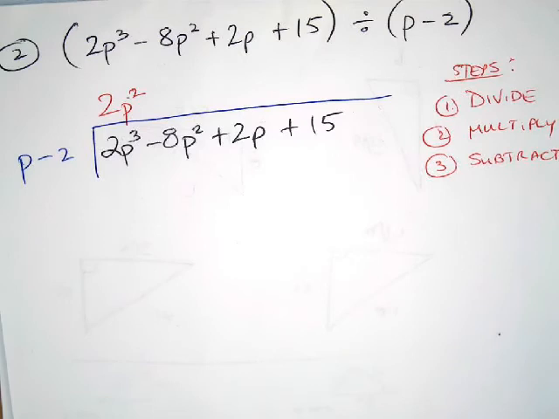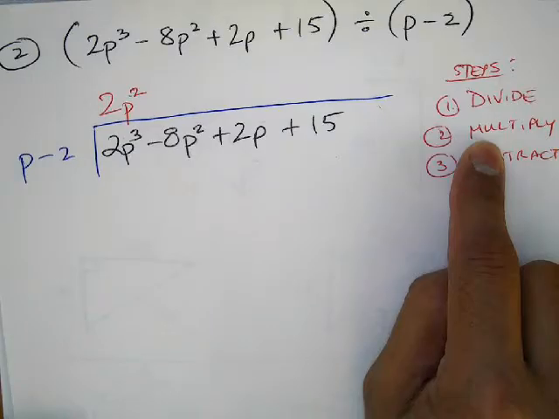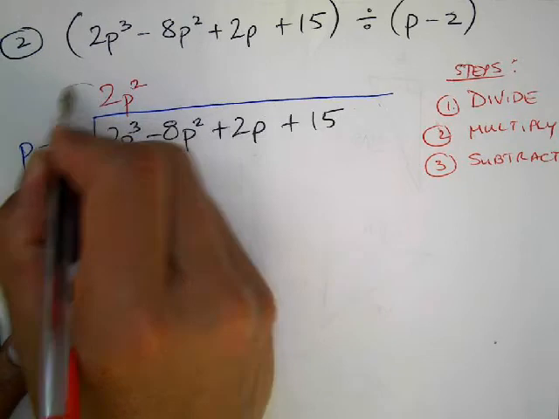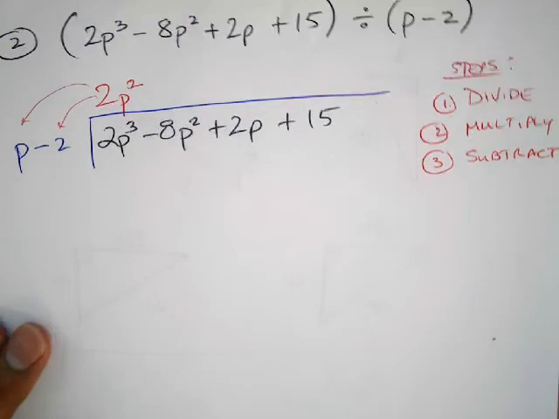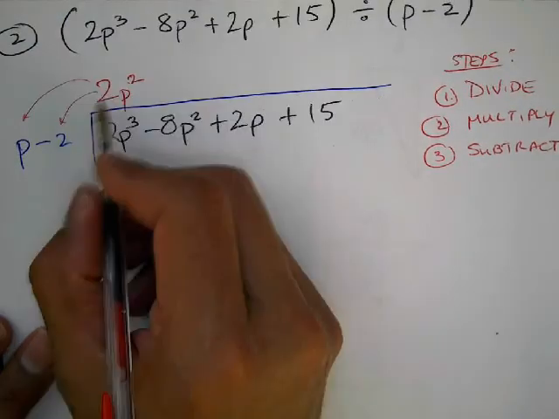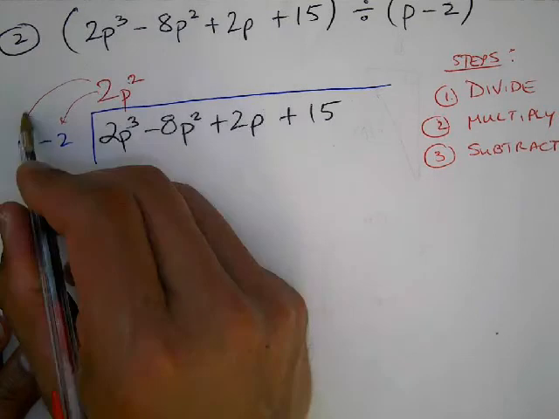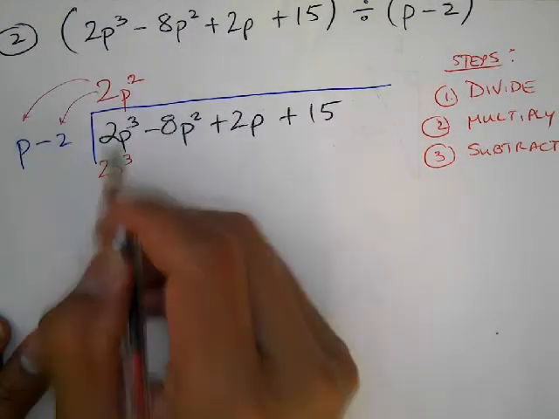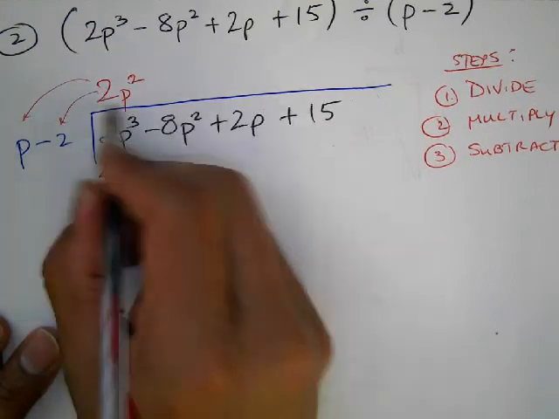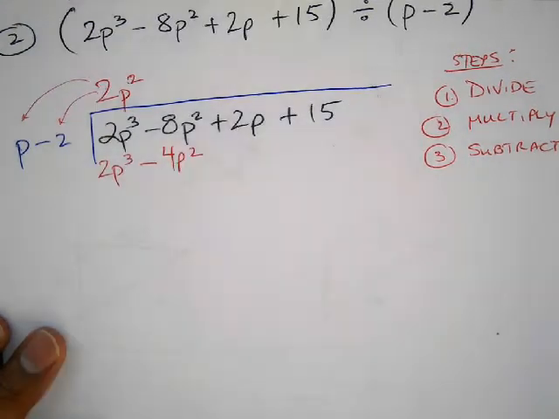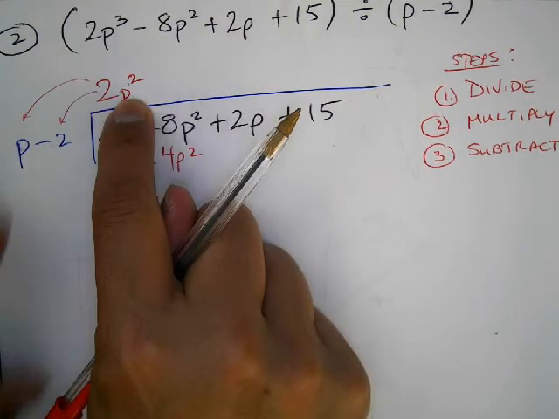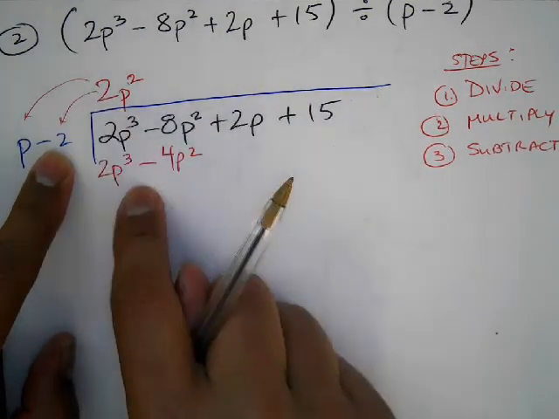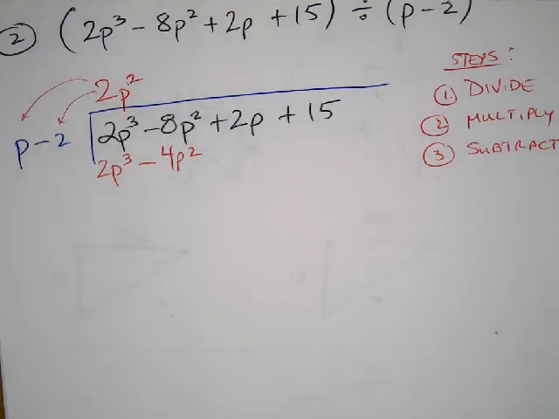All right. The next step is multiply. But now you multiply to both this one and this one. Don't forget that. So that would give us 2p cubed minus 4p squared, right? 2p squared times p is 2p cubed. The negative 2 and the positive 2 is negative 4p squared.